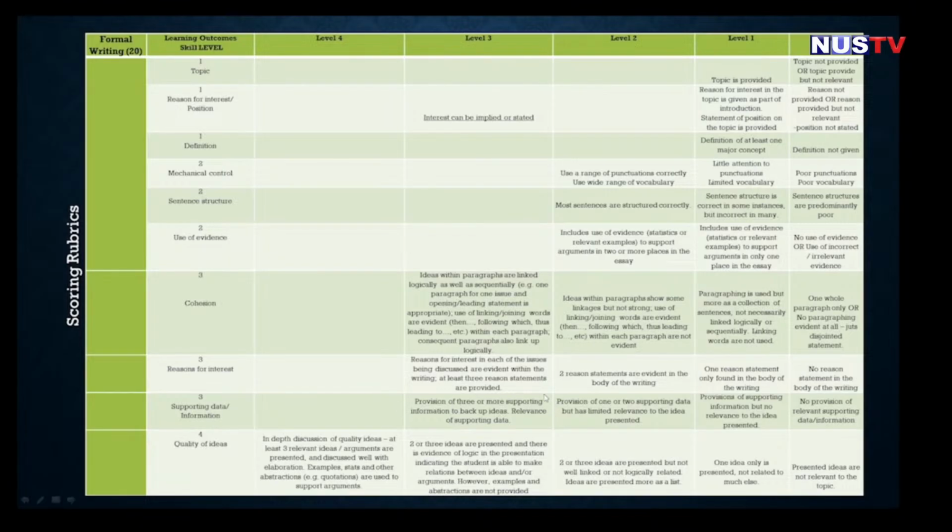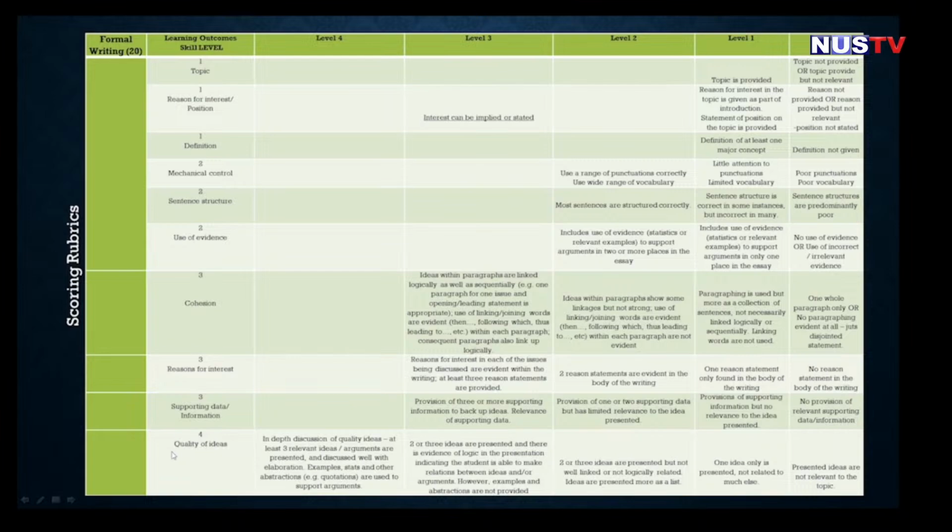Now, if you provide 3 or more supporting information to back up your ideas for each paragraph, then you can get 3 marks from that. If you provide 1 or 2 supporting information for each idea, then you will get 2 marks from that. And same with skill level 1, you provide just 1 or no relevant or supporting idea, then you get 1 mark for that. But if there is no relevant or supporting information provided, then you get 0.